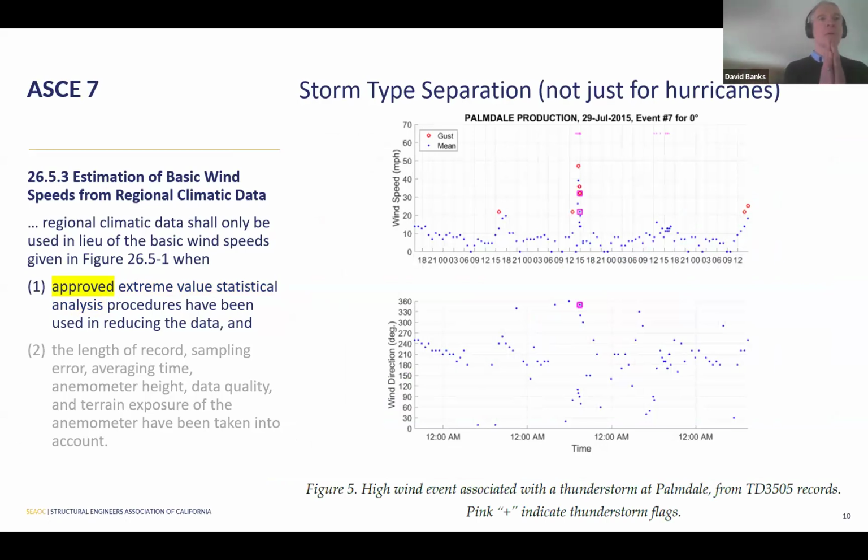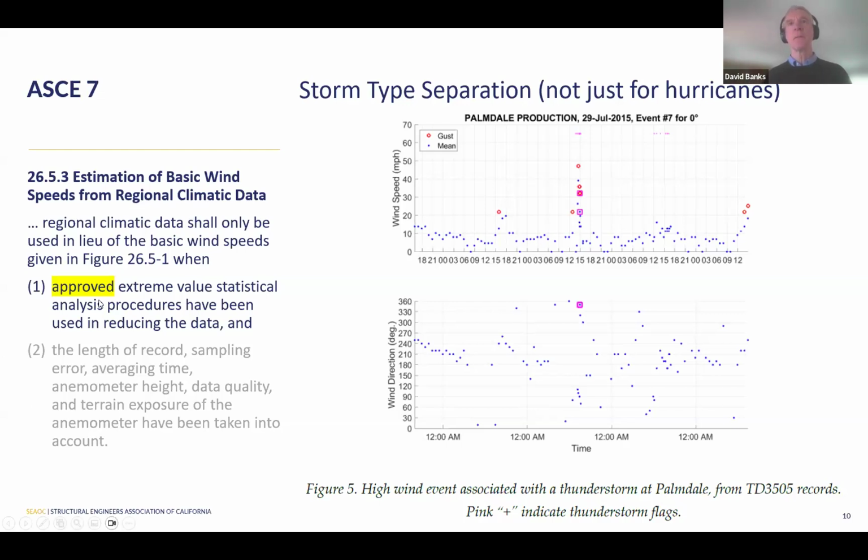Another key part of doing these approved extreme value statistical analyses is the storm separation. It's been long accepted that you would want to look at hurricanes separately because they're infrequent and severe. Over the past 20 years, it's become apparent that we also need to separate out the other kinds of storms. So those downslope winds I was talking about get their own extreme value plot, and so do thunderstorms.